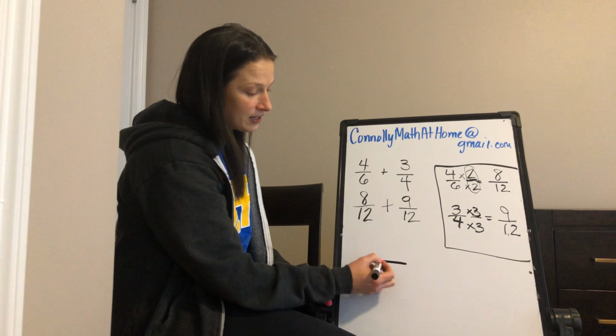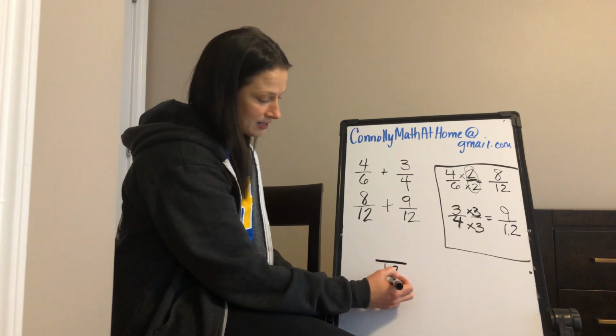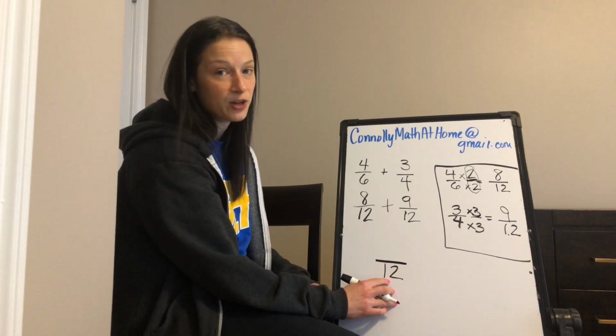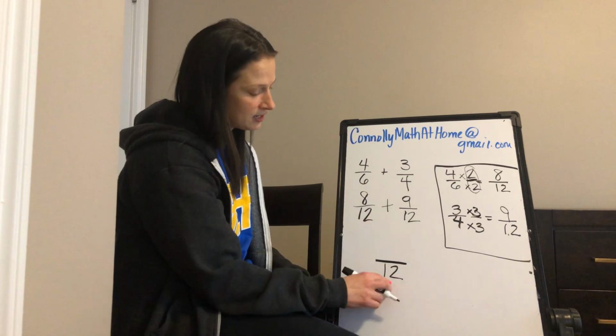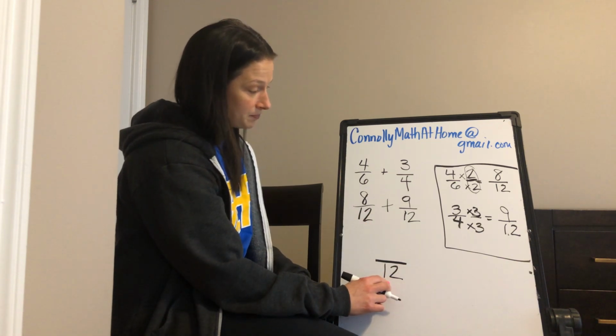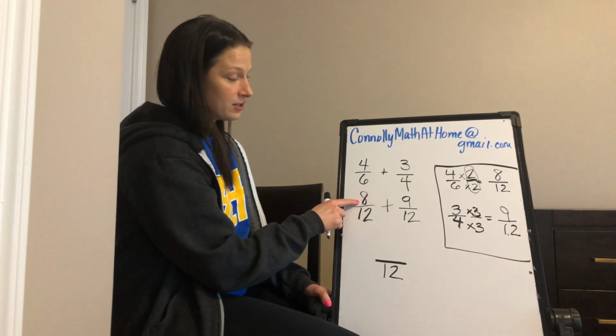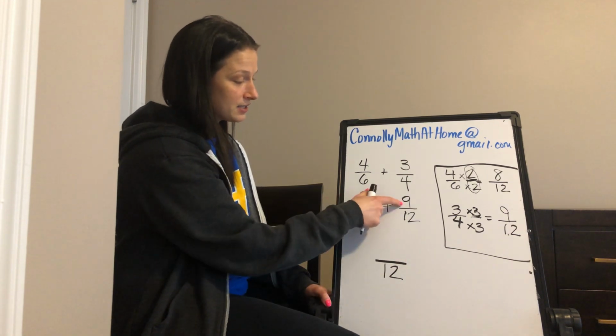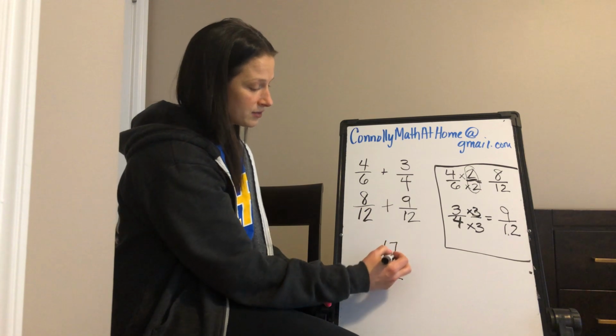Final reminder, you are not changing the denominator when you're adding or subtracting. You are keeping the denominator the same. You are going to combine the numerators. 8/12 plus 9/12 is 17/12.